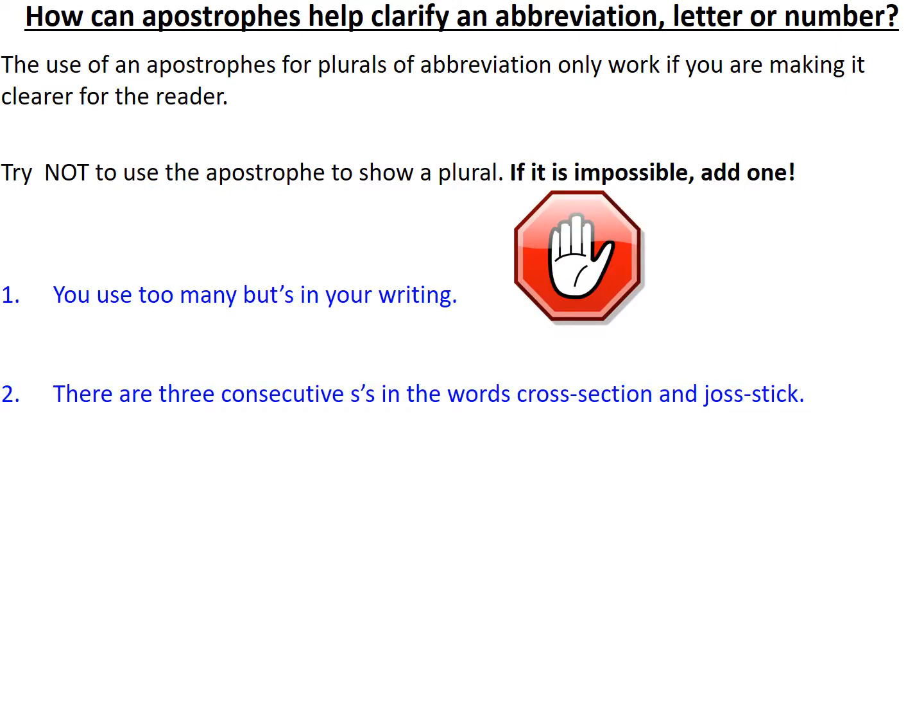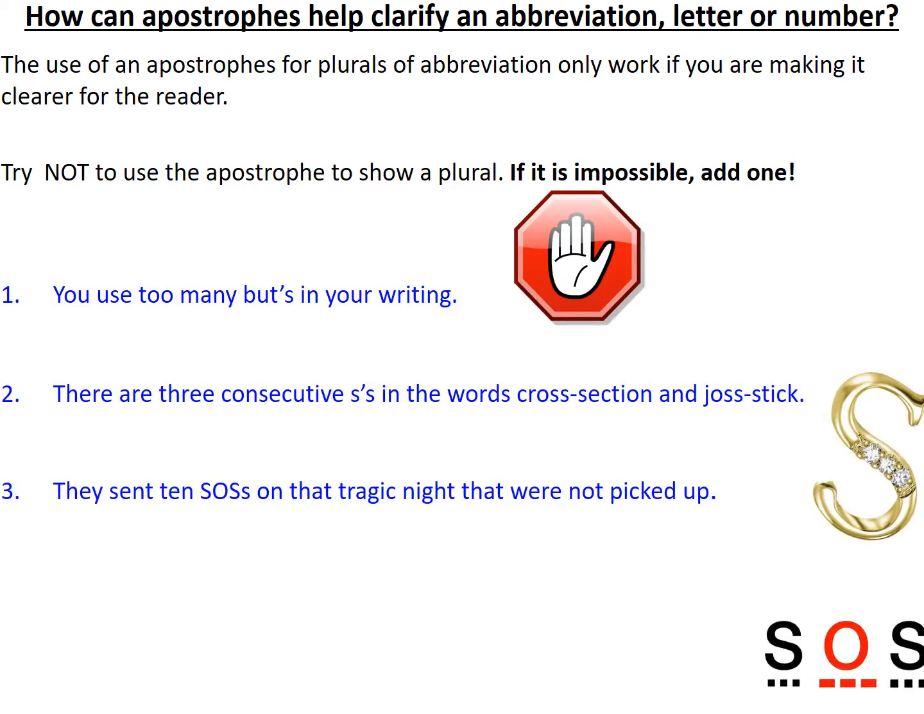For each of the three examples, what I want you to consider is whether the apostrophe helps clarify the abbreviation for you. Now, in some of these abbreviations, I'm actually looking at an individual letter or a word. Is it clearer with the apostrophe or without? Hit pause if you need thinking time. So, how did you get on?